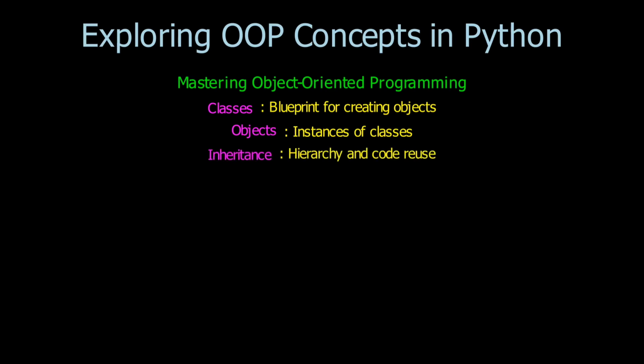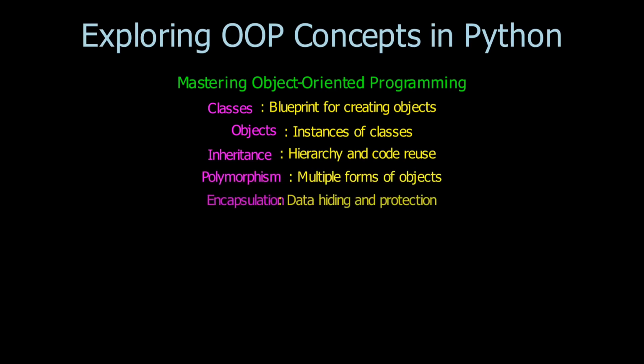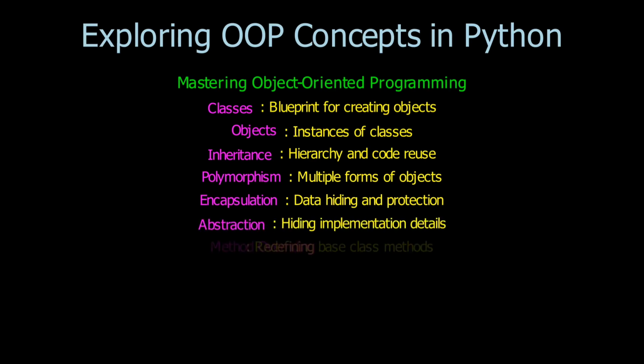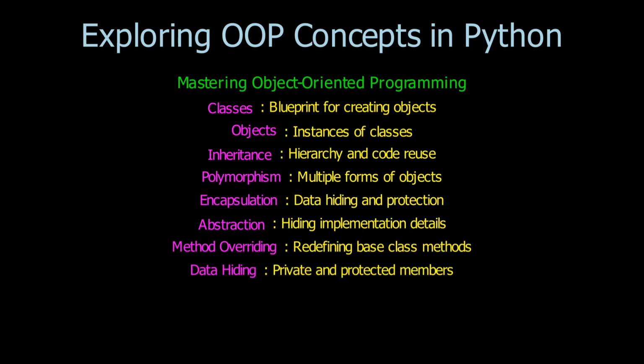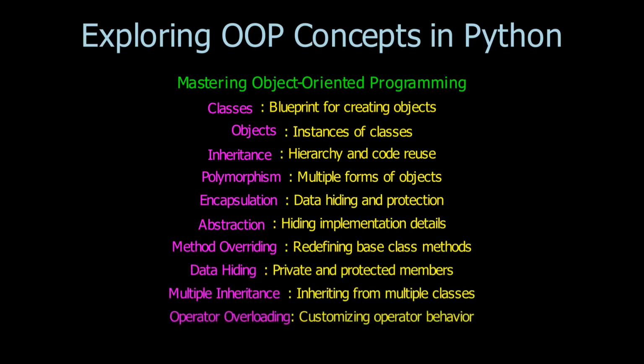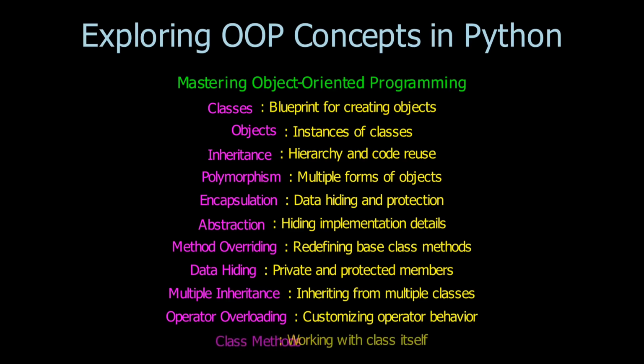Inheritance, the hierarchy and code reuse. Polymorphism, multiple forms of an object. Encapsulation, data hiding and protection. Abstraction, hiding implementation details. Method overriding, redefining the base class methods. Data hiding, private and protected members. Multiple inheritance, inheriting from multiple classes. Operator overloading, customizing the operator behavior. Class methods, working with the class itself. And property decorator, controlled attribute access.